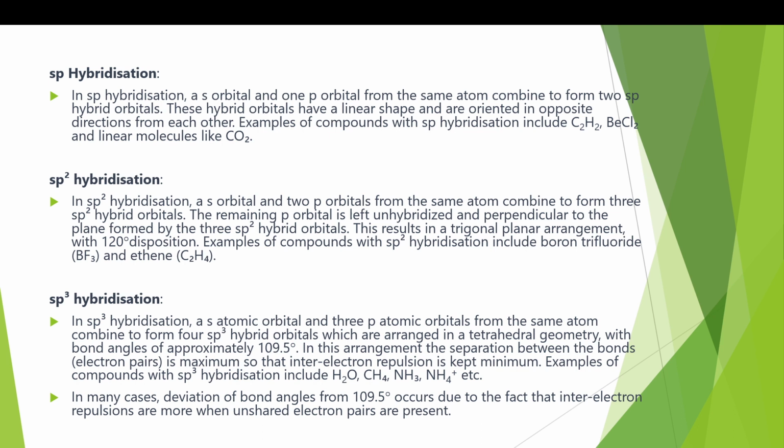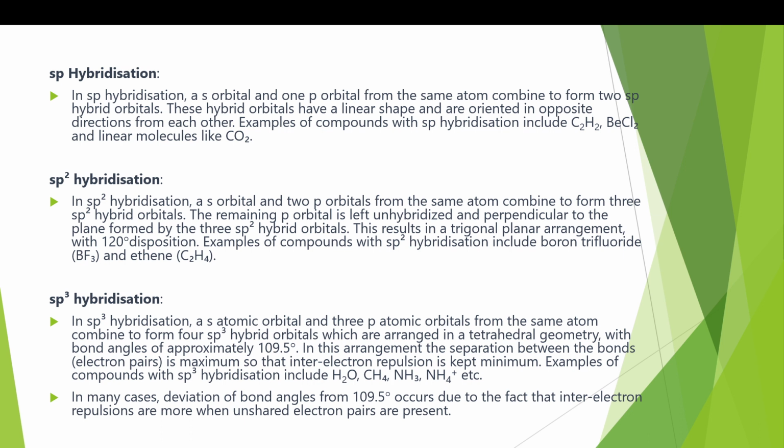sp hybridization. In this case, one s orbital and one p orbital mix together and form two singular orbitals. As you know, s and p atomic orbitals are not similar. S is spherical, p is bumper shaped, but on hybridization, they become equivalent. Examples of molecules showing this hybridization include ethylene, BeCl2, CO2, etc.